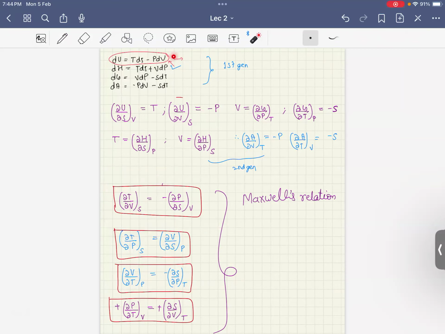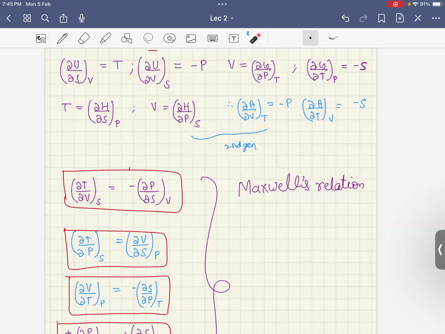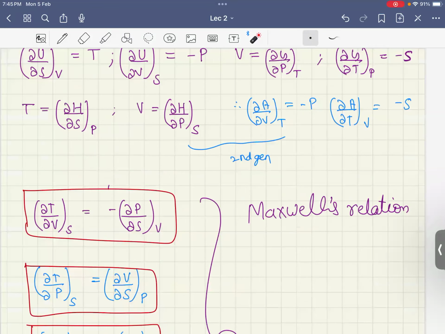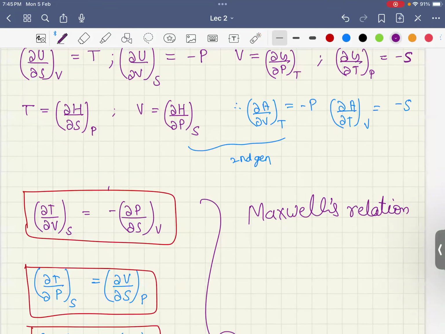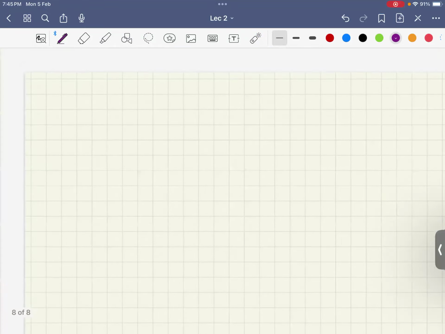But if you just start from this and derive it, and if you practice multiple times, then you will remember these things and you will not get confused. Okay. So now we will go to how to derive the CP minus CV relationship.